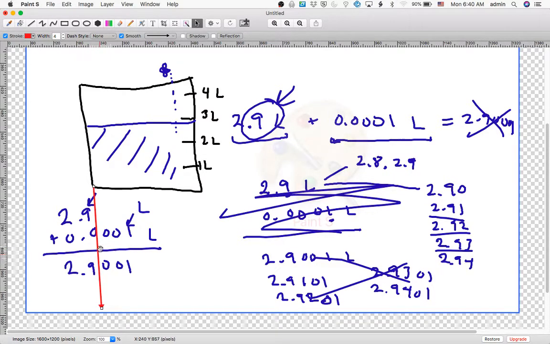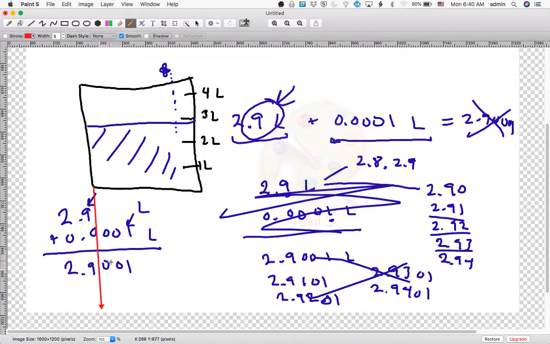So this is 2.9. The answer here is, this is an arrow, by the way. The answer here is 2.9 liters. That's the answer. So I have a baby, she's 3 years old.